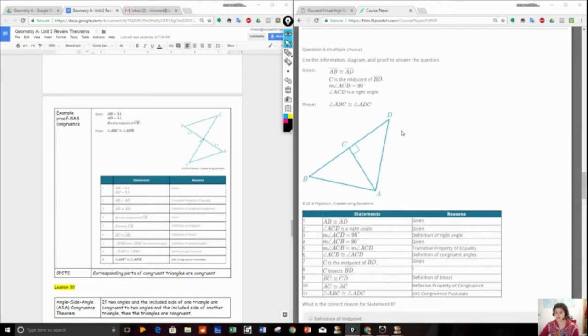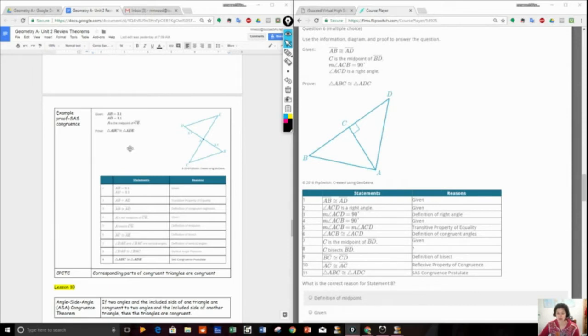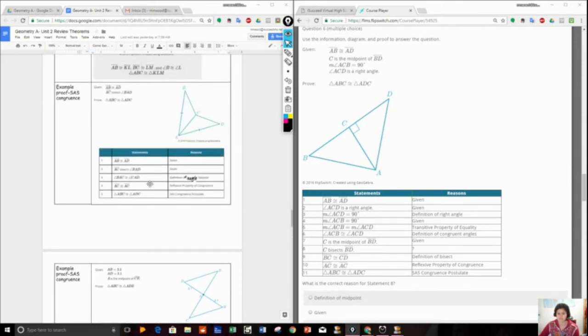So I will end with question 6 since it is a proof, and I want to step through that. So given that segment AB is congruent to AD, C is the midpoint of BD, and measure of angle ACB is equal to 90 degrees, and the angle ACD is a right angle. Prove triangle ABC is congruent to triangle ADC. So the first thing that I'm going to do is I'm going to scan these example proofs to see if one of them is set up similar.